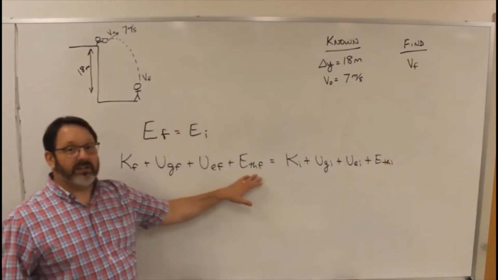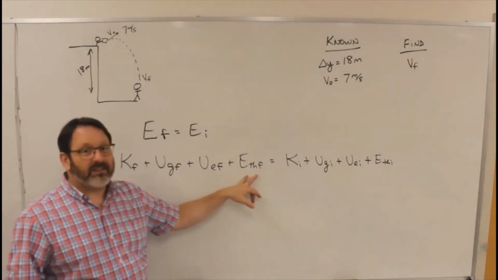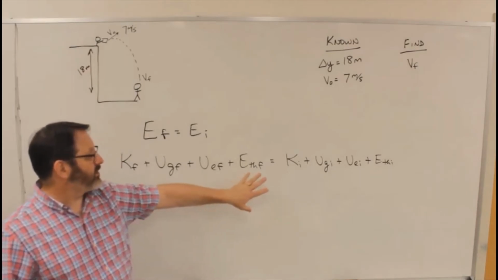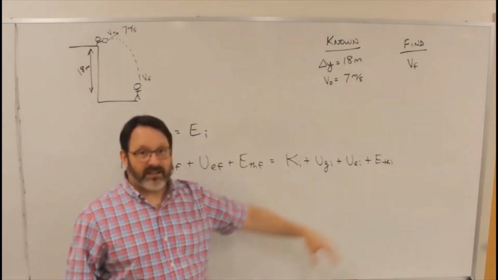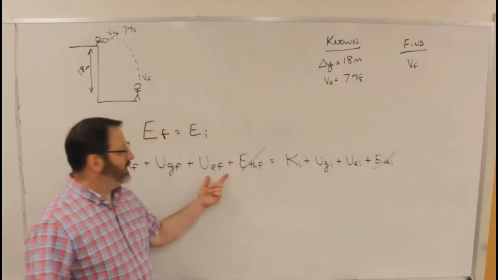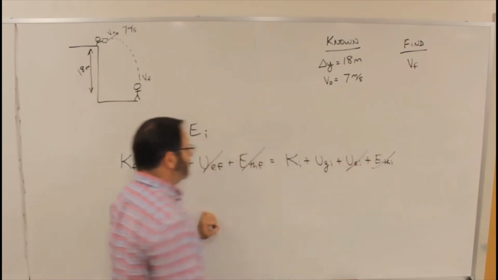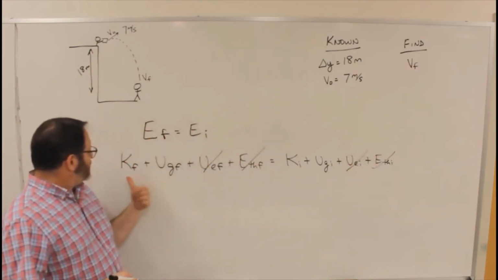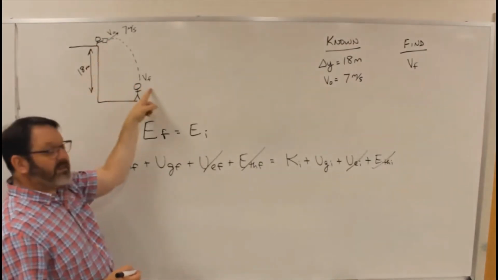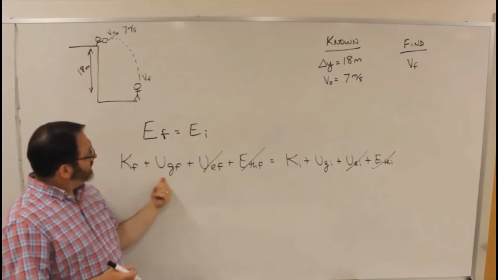Alright, thermal energy. If we ignore wind resistance, there's going to be no thermal energy that's generated. So whatever thermal energy there was at the beginning, same as what it was at the end. So those go away. There's no spring, so elastic potential energy goes away. Kinetic. There is kinetic at the beginning, there is kinetic at the end. So both of the kinetic energies have to stay.